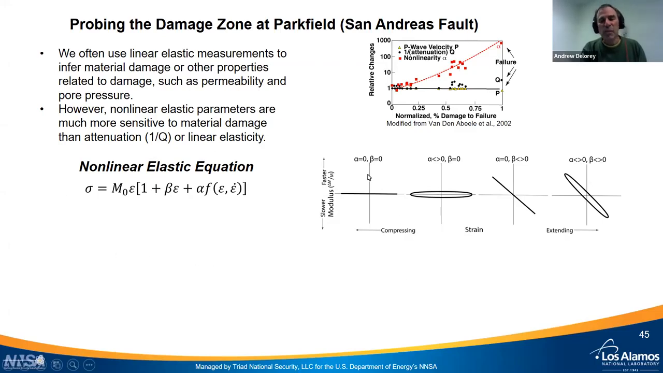If we have a linear material, we have alpha equals 0, beta equals 0. We would expect behavior like this, so the modulus is insensitive to strain. If we have alpha not 0, then we have hysteretic behavior. If we have beta not 0, then we have a slope. And if we have both not 0, then we have the full hysteretic behavior that we have seen in other materials in laboratory samples that I'm going to show you a little bit later.